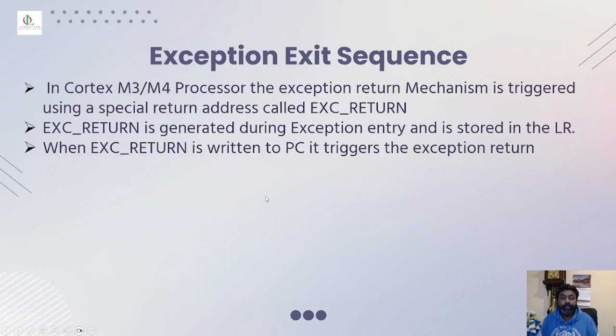The exception exit sequence in ARM M3 M4: when it finishes, it unstacks the values through pop instructions. Pop is retrieving the data out, and it returns with a special function register called exc_return. When exc_return is generated during the exception, it's stored first in the link register, the LR register, and the LR register sends it on to the program counter. On every trigger it happens as the exception return, and that's how it returns to the program counter.